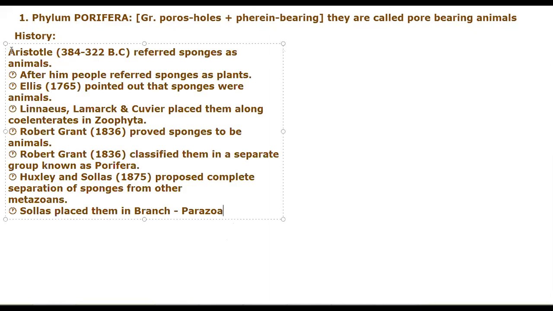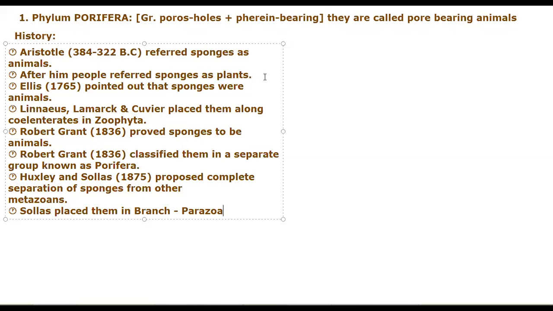Now, the first person, among the old Greek people, Aristotle referred to sponges as animals. You see, there is something about Aristotle that he was so correct in a lot of his statements. So Aristotle believed that sponges are animals. After him, people thought that they are plants.